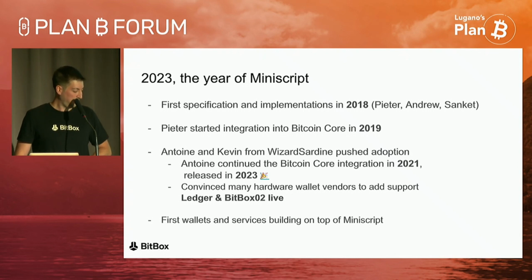And then Peter left the PR hanging. I'm not sure why, but Antoine then adopted his work. Antoine and Kevin from Wizardsardine, the makers of the Liana wallet, really started pushing adoption hard in 2022, 23. Antoine finished the work and put it into Bitcoin Core. Just a couple of weeks ago, it was released, it's live. And they are also, I would say, responsible for rallying the whole ecosystem for adopting Miniscript. They convinced Ledger and Bitbox to add support. And now, because of this, you're able to use it. You can start using inheritance schemes and whatever complicated policies suit you.